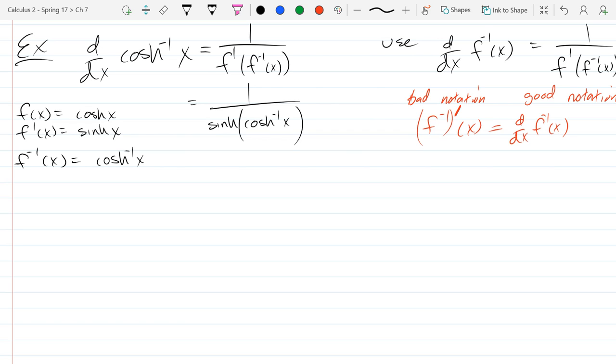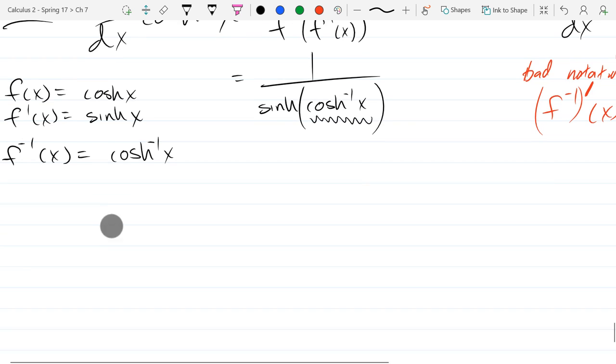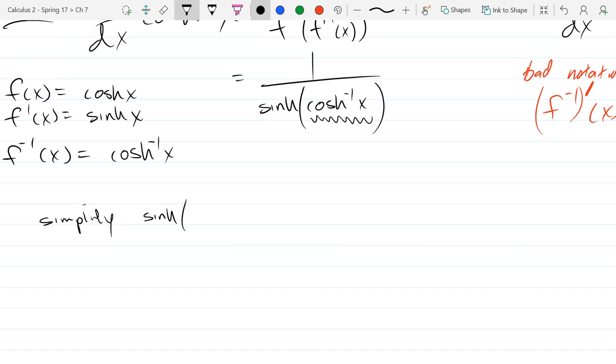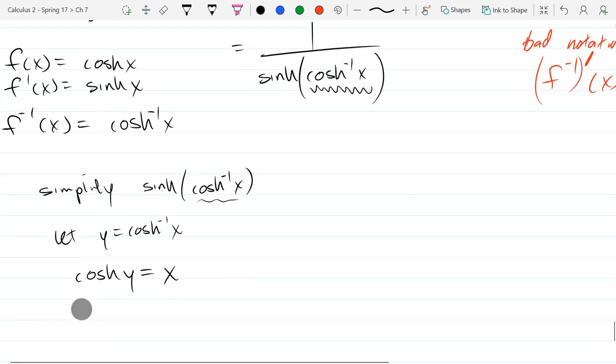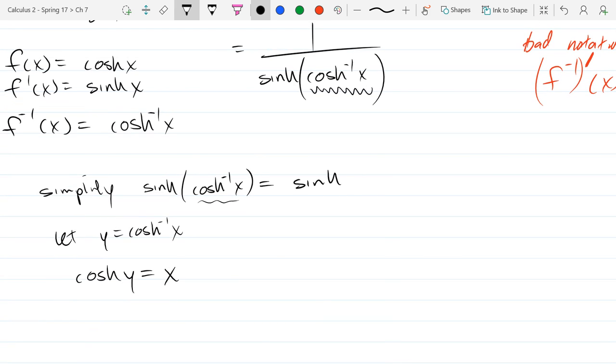So the first step is the same. We're going to pick some variable and let our variable equal cosh inverse x. I could say theta equals, but I don't want to think about theta as an angle. If I write theta equals, my brain is going to think theta is an angle. So let's pick a different letter. I don't see y used anywhere, so let's just go with y. So we need to simplify sinh of cosh inverse x. The first thing we did was move the function to the other side, and then we can call our original sinh of y now.